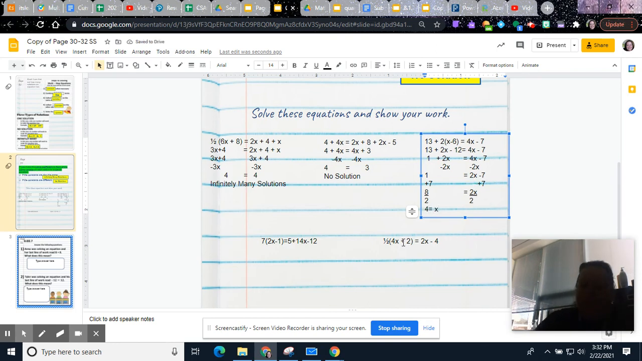Now, before you move on to video 3, I want you to try these two equations. Hint, they are both a special equation type problem. So check to see what you get when you try those. And then watch video 3.